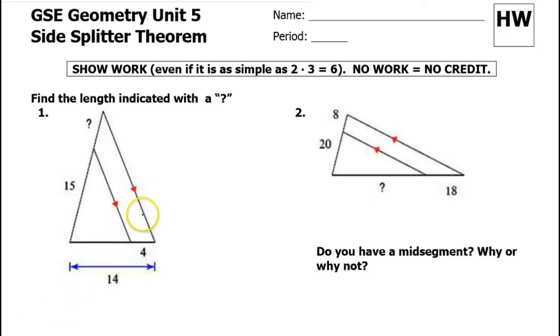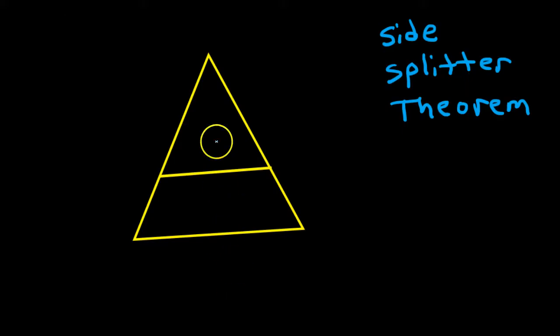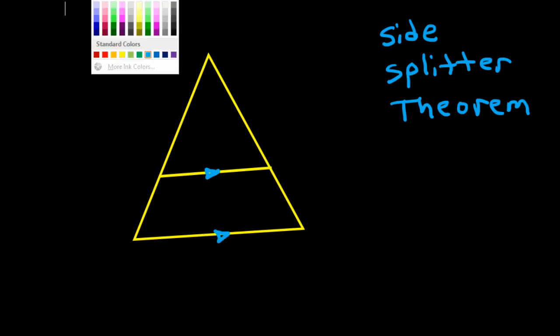In previous lessons, we have learned about similar triangles. Now, this video will involve similar triangles, but I'm going to teach you about a shortcut called the side splitter theorem. When you have a triangle inside of a larger triangle like this, and one side of the smaller triangle is parallel to a side of the larger triangle, that's when the side splitter theorem comes into play.